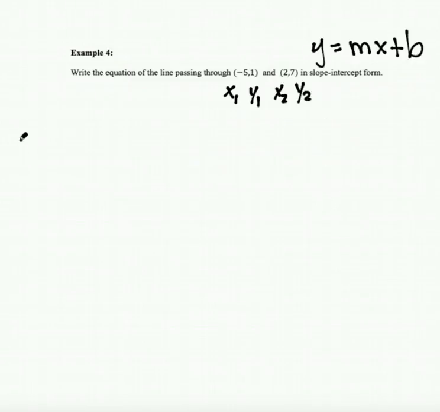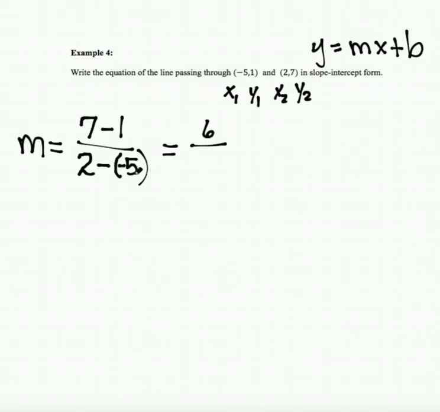Then I'm going to find the slope. The slope formula is m equals y2, which is 7, minus y1, divided by x2, which is 2, minus x1, so minus negative 5. Let's simplify that. 7 minus 1 is 6, and 2 minus negative 5 means plus, so 2 plus 5 is 7. That again is step 1. Step 2 says now that I have my slope, I can plug it into y equals mx plus b using my slope and either of the points.